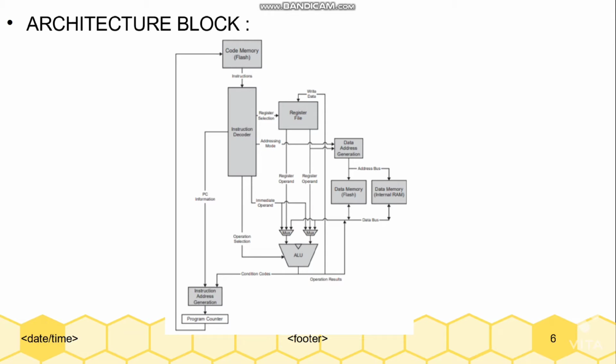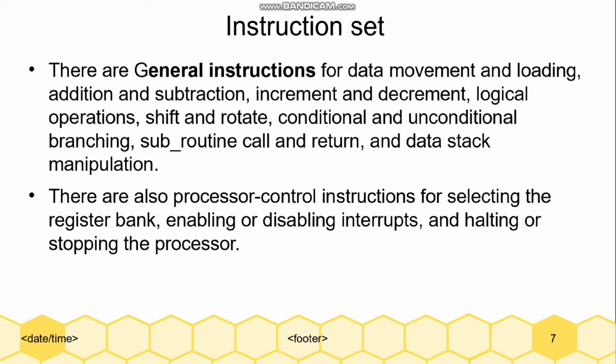This is the basic architecture block. Here we can see code memory, instruction decoder, instruction address generation, program counter, and register file which is connected to the ALU, and the ALU has two MUX parts. It has data memory, internal RAM and flash, and data address generation unit. Now let's see about the instruction set.